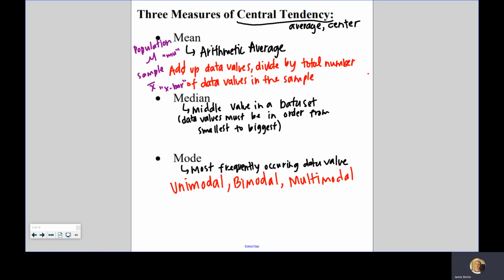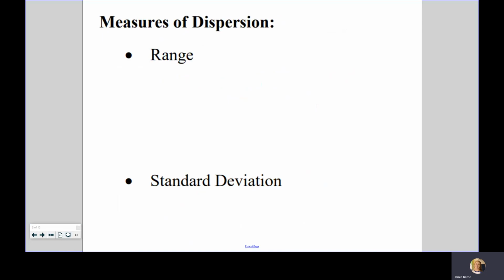All right, let's look at the next measures that we're going to look at. The next two measures we're looking at are the measures of dispersion. This is going to tell you how spread out a data set is. So it describes the spread of a data set. This tells you how close together the numbers are in your data set. So the larger your measure of dispersion, the more spread out your data values are.